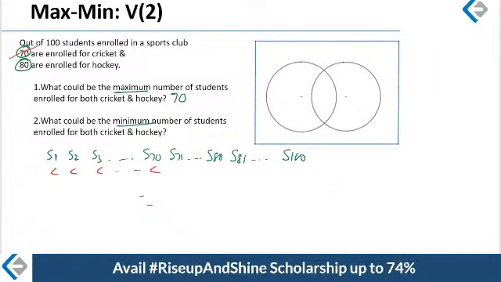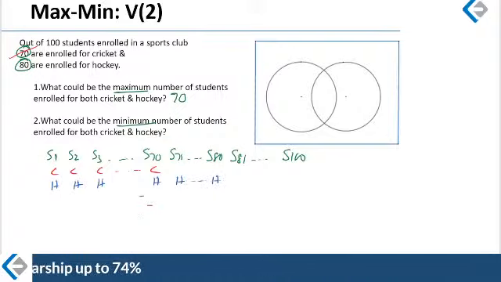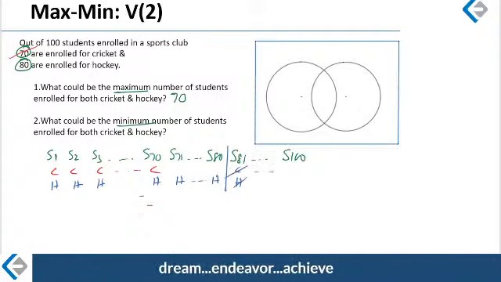So 80 people enrolled for hockey. This is also hockey. This will be only hockey till here. What about this? No cricket, no hockey. So all these kids will be no cricket as well as no hockey. So therefore you got your answer. Your answer was this particular number, 70.